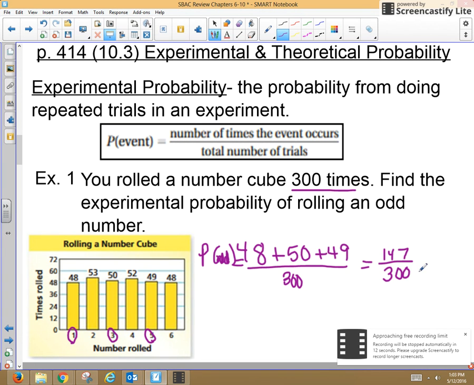Now we will pause here and we will pick up example 2 on the next video. So please watch the second part to chapter 10.